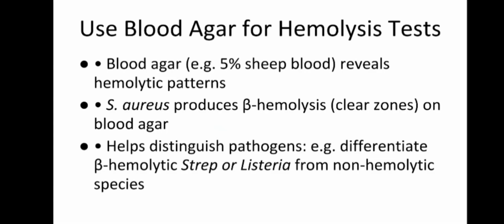chocolate agar, it is heated to release the hemoglobin. Okay, then Staph aureus produces beta hemolysis. Means you'll observe clear zones around the colonies in the agar. So this helps to distinguish pathogens. Example, differentiate beta hemolytic streptococcus or listeria from non-hemolytic species, right?